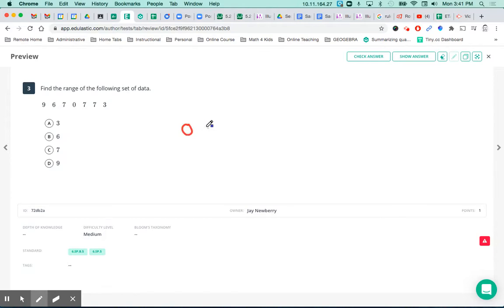So we go 0, 3, 6, then there's 3 7s, and then a 9. So my biggest is 9, my smallest is 0. Your range is going to be 9 minus 0, which is 9.